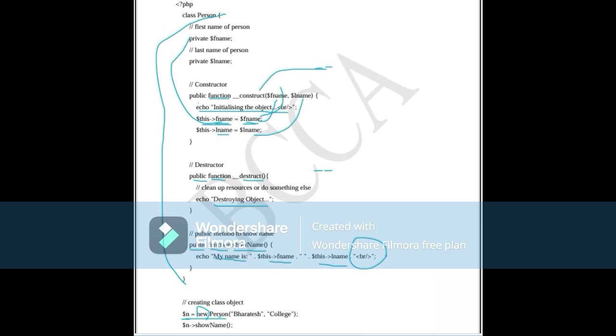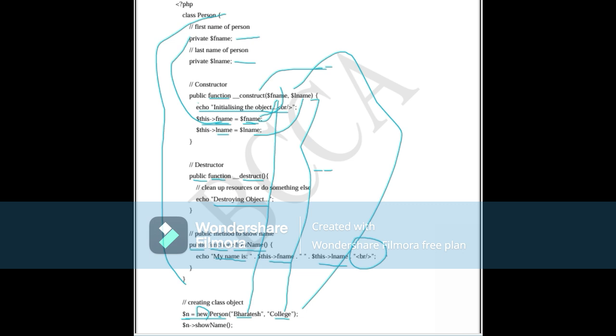Are we sending any parameters while creating the object? Yes. What are the parameters? We are sending birthday and college. So when we create this object, the constructor is called, the control comes here, fname becomes birthday and lname becomes college. Birthday is fname, and college is lname. Now we are saying that this fname is birthday and this lname is college, so we are storing those values.